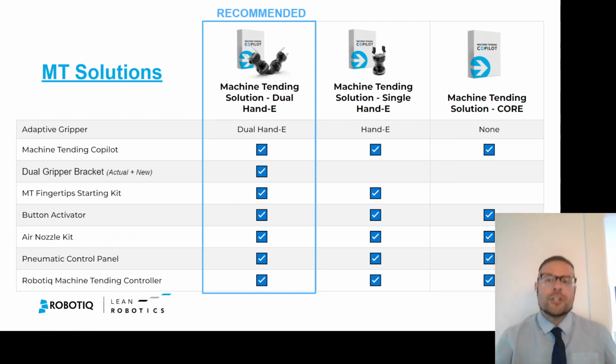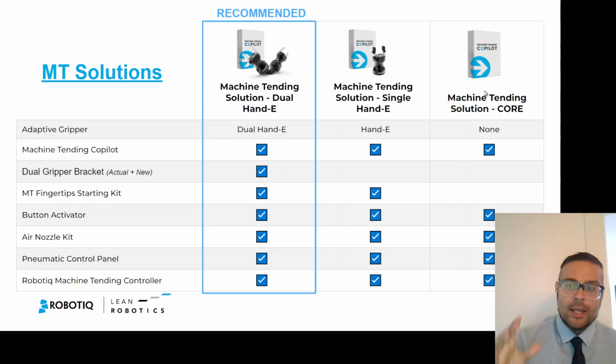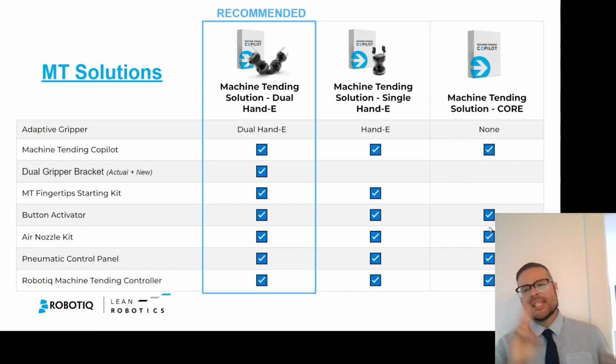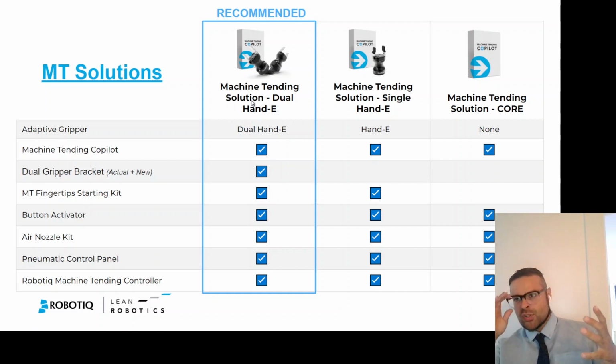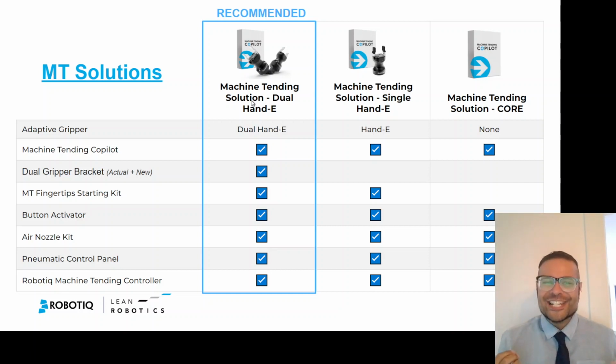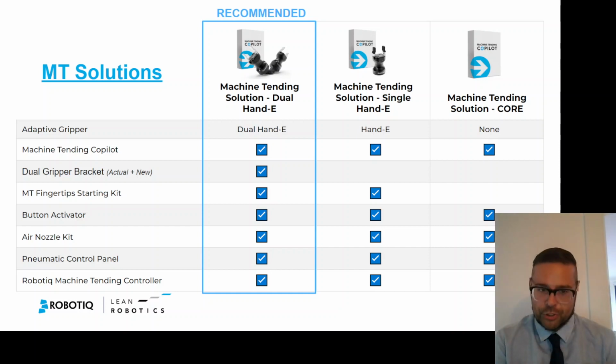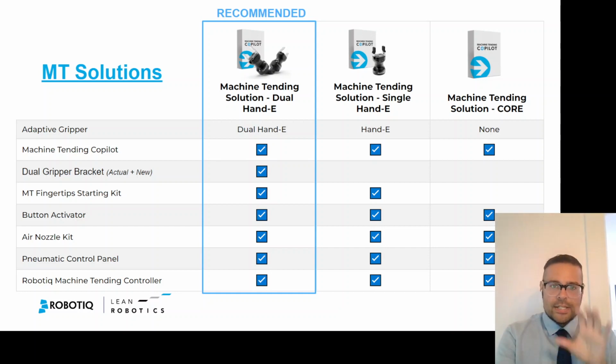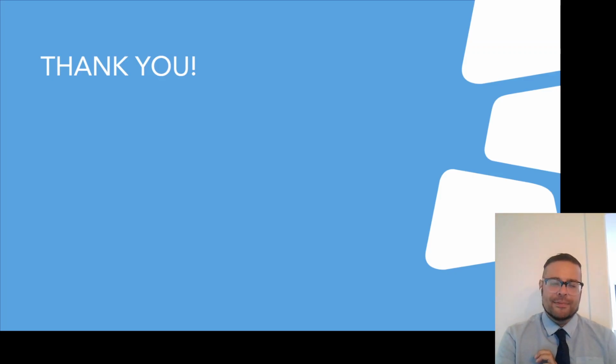So the machine tending solution comes in three packages. Just the core, that is basically just the software and the button activators, air nozzle, button pusher and pneumatic controls. You will find a single handy, and the recommended one for someone that starts from scratch is the dual handy with both handy, the bracket, all of the button activators, air nozzles, pedal pusher, and so on. So those are available there.